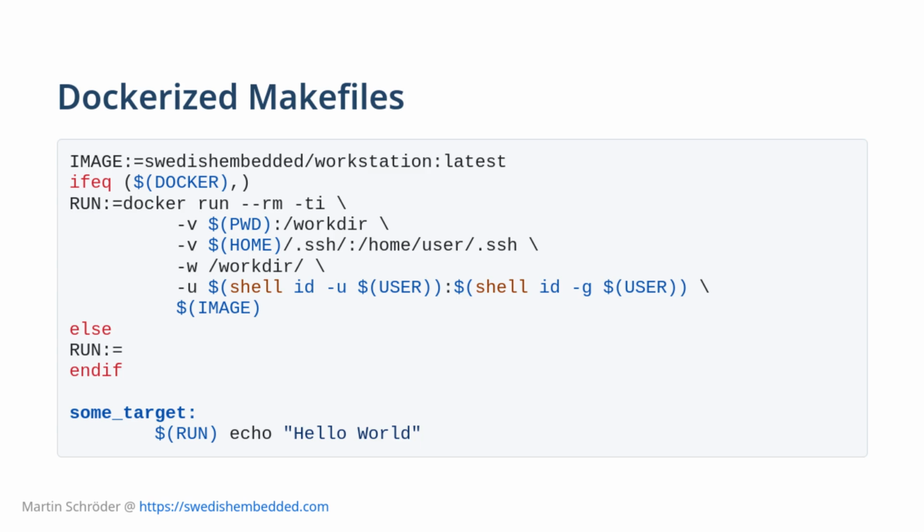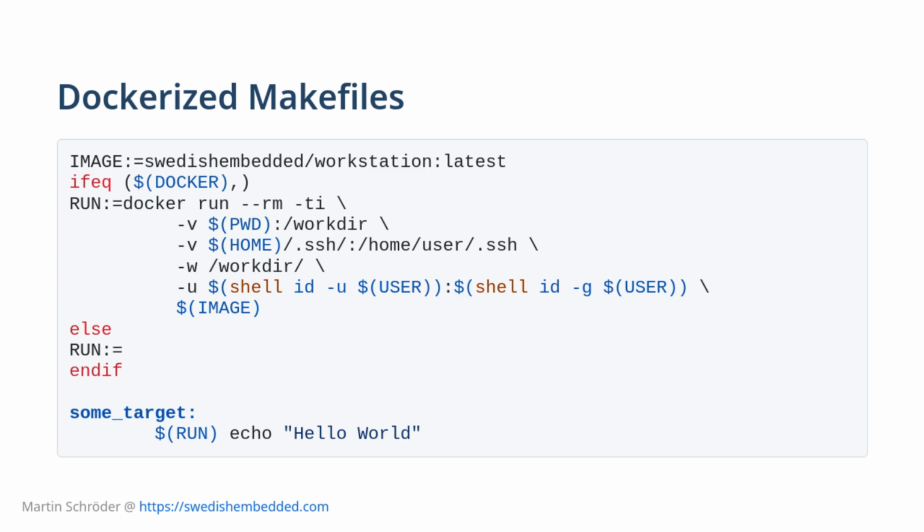So here we define our image as a variable, and then we have a conditional where we say that if Docker is empty, then we set the run command to be Docker run, then this cleanup flag. We want to run in the terminal. We want to mount our current directory under workdir. We want to mount our SSH keys. We want to set our workdir to workdir. We want to set our user to use the same user ID and group ID as our host user. And we want to run our image and then run anything that comes after this inside the Docker container.